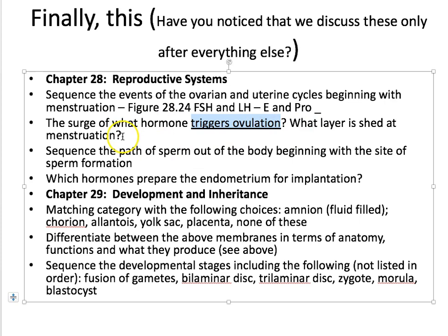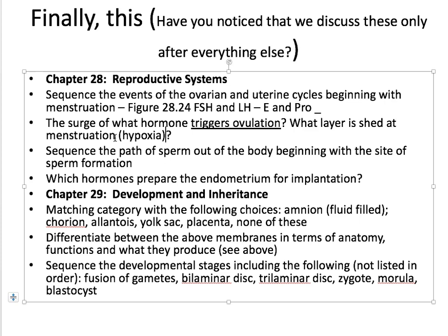The stratum functionalis is what's shed at menstruation, after there's no more progesterone, right? Everything becomes anoxic or hypoxic, right? What causes this? Hypoxia causes this. Hypoxia. Hypo, no oxygen. Hypoxia. Okay.